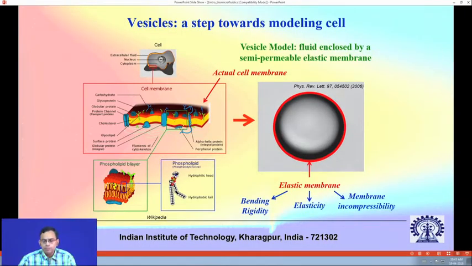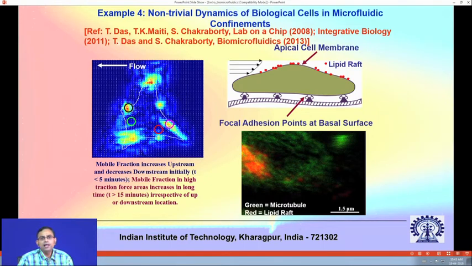Of course, a lot of research activities are going on towards understanding the dynamics of cells, and in possibly the next slide I will bring in an example to show you how biomicrofluidics can try to solve outstanding research problems in understanding the behavior of cells. This is a problem which we tried to address through one of my former PhD students, Dr. Tamal Das, who is currently a faculty member at TIFR Hyderabad, and this presentation is essentially part of the PhD work that he did jointly with myself and Professor Maiti.